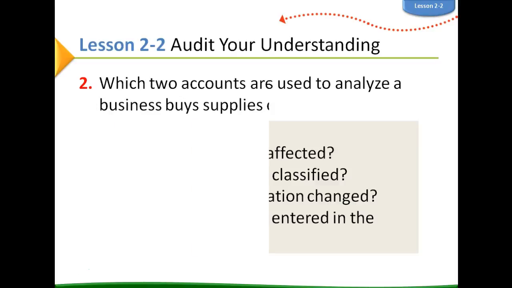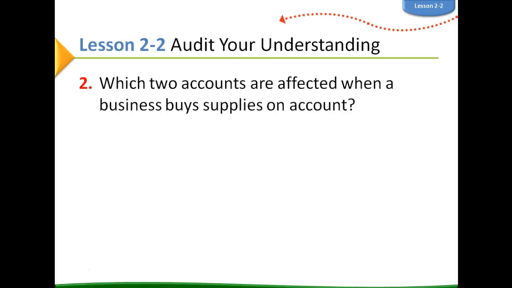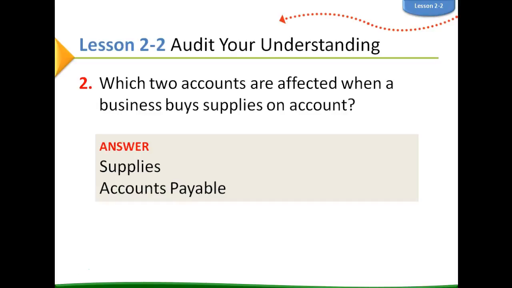So if you have not put together a sticky note that you can reference, I would encourage you to do that now. Which two accounts are affected when a business buys supplies on account? So as we think through the kinds of accounts that are impacted by this transaction, we know it's going to be supplies, but remember, on account means we're paying later. So that's always going to be an accounts payable classification. And in fact, we would see supplies and accounts payable here.